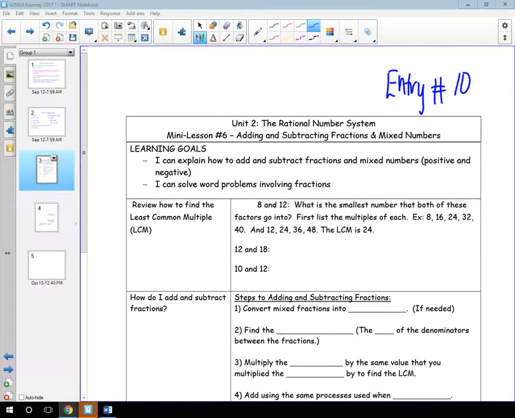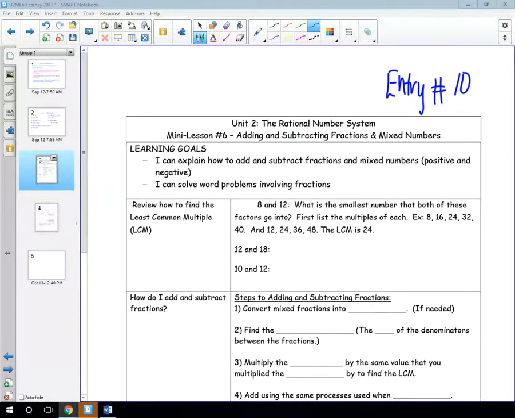You guys have been adding and subtracting fractions and mixed numbers probably for several years. The difference with this year is we're dealing with positive and negative fractions. And then eventually we're going to be solving some word problems involving fractions. Okay, so we're going to just do a little bit of review and some background work before we get to the steps.